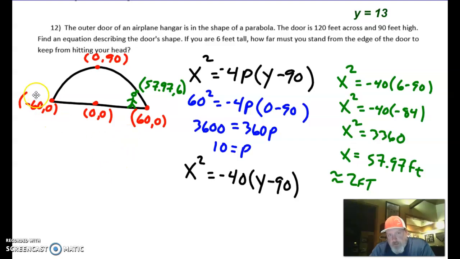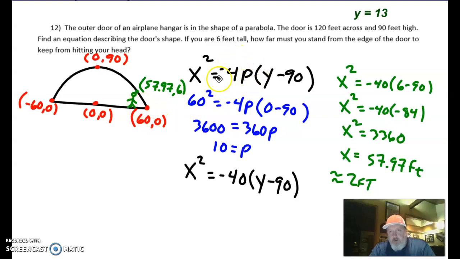So this is 120 feet across. I purposely made this (0, 0). And I made this, then if it's 90 feet high, (0, 90). So I have a vertex here, and I can use either one of these 2 points as an x and y coordinate on my parabola.